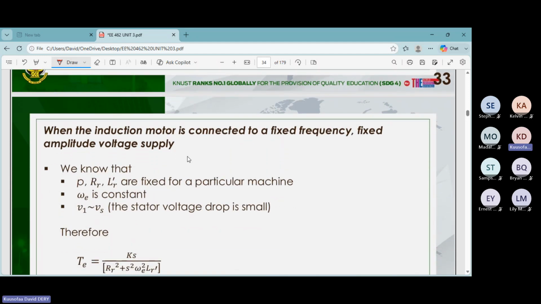So when an induction motor is connected to a fixed frequency, fixed amplitude voltage, we know that P is a constant because the number of poles is constant after the machine is constructed. So P is constant. R is also constant. Resistance is constant. Inductance is also constant. And then the speed is constant. And if you look at it, if the stator drop is very small, V1 is approximately the same as the supply voltage. So we can also make that assumption, right?